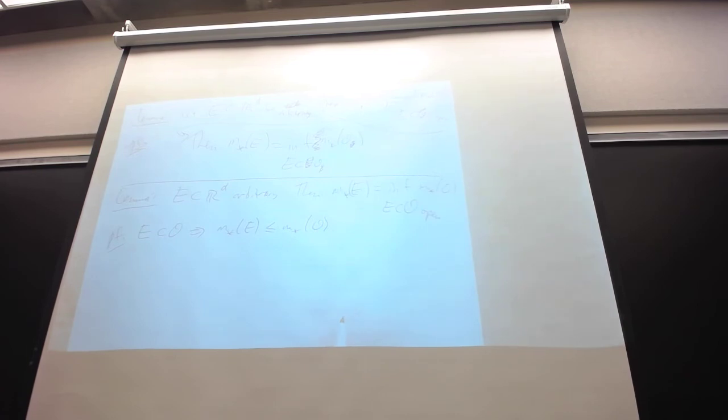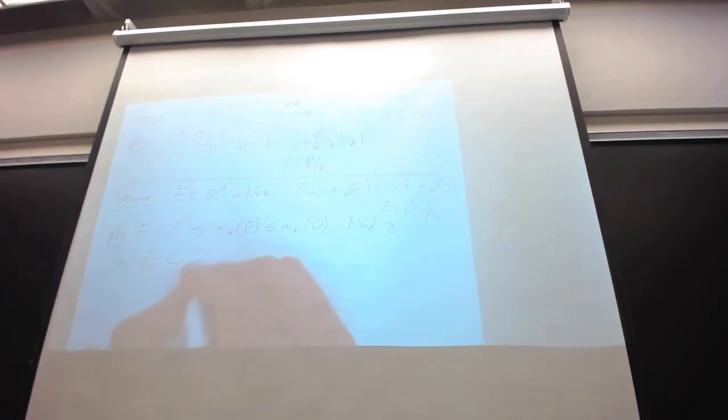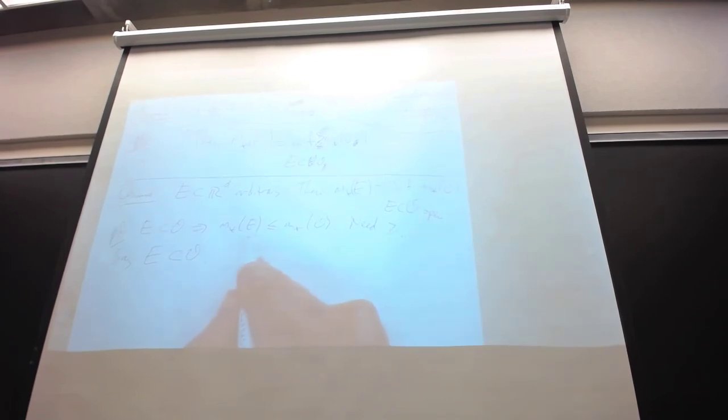As usual, let's add epsilons and move things around. So what's a slick way of doing this? For the other direction, let's say E is covered by O. And let's take an open cover for E, because I want to prove the inequality in the other direction.